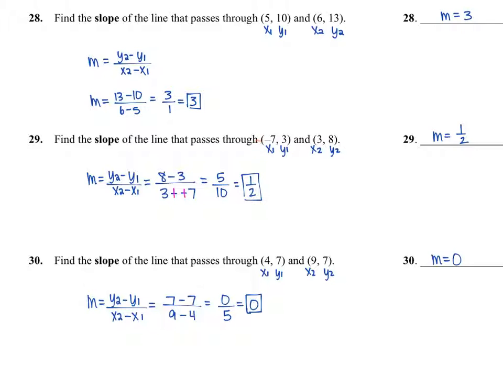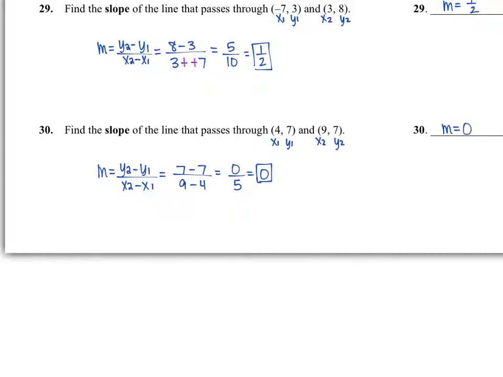And on the last example, dealing with slope, same formula. y2 minus y1 is 0. 9 minus 4 is 5. 0 divided by anything is 0, so we end up with a slope of 0.